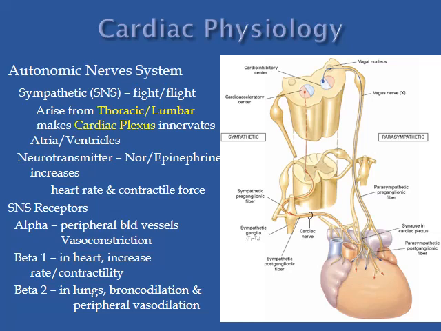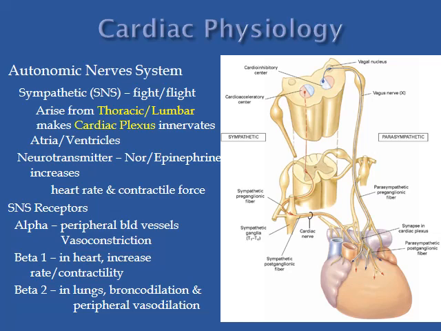Remember the big neurotransmitters in the sympathetic nervous system. Neurotransmitters for the sympathetic nervous system are norepinephrine and epinephrine. I'll say that again. The neurotransmitters for the sympathetic nervous system are norepinephrine and epinephrine. They increase that heart rate, that force of contractions, and work on vasoconstriction of your arterioles. The receptors in this sympathetic nervous system are alphas and betas.